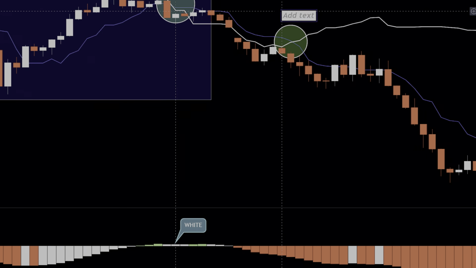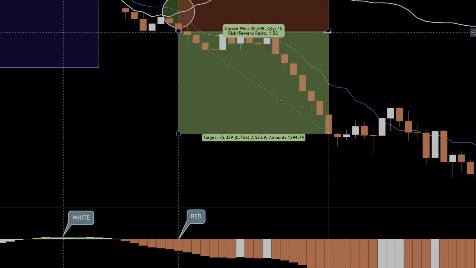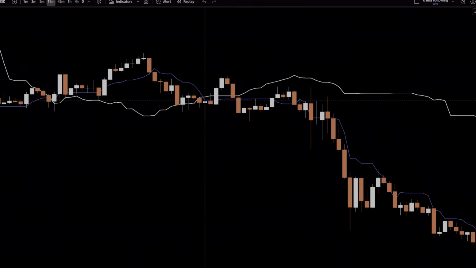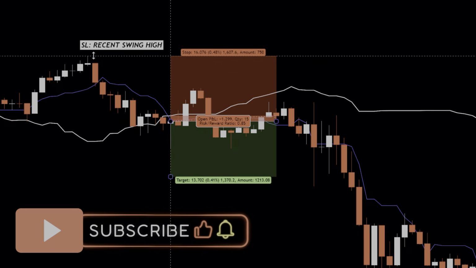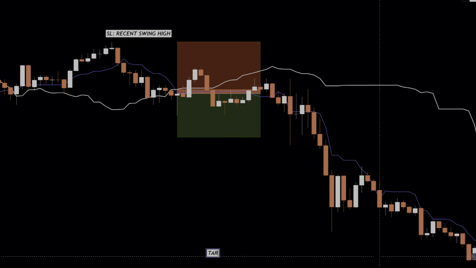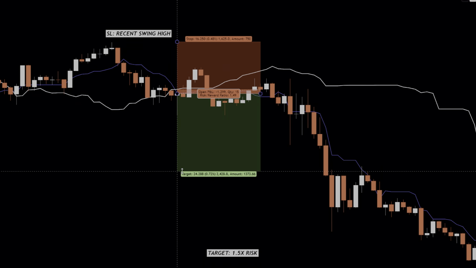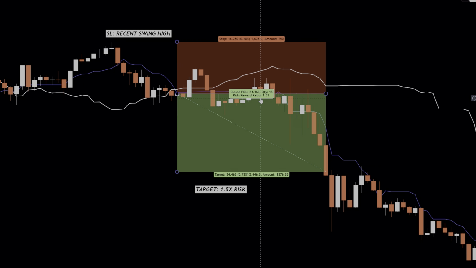Managing the trades is straightforward. Once a signal is confirmed, I enter at the close of the signal candle or the opening price of the next candle. A stop loss goes just past the recent swing point to limit losses if the market reverses immediately. Take profit is usually 1.5 times the stop loss size. For example, if the stop loss is $10 on gold, the target is about $15. That keeps risk and reward balanced.